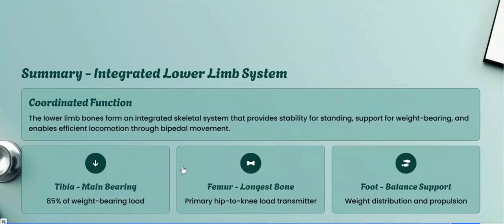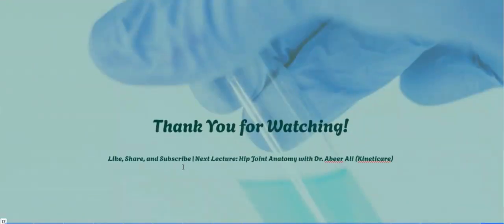Conclusion. So today we covered hip bone, femur, patella, tibia and fibula, foot bones. These bones are essential for movement, stability, and posture.